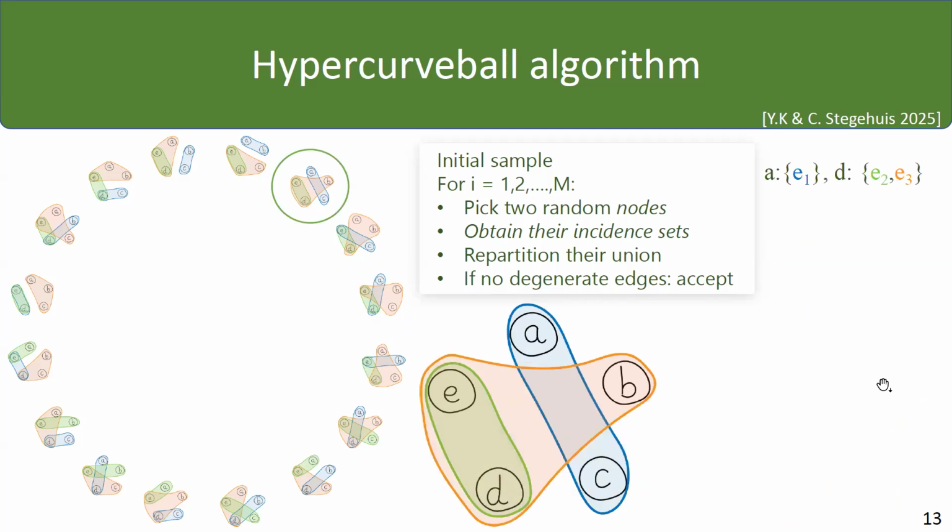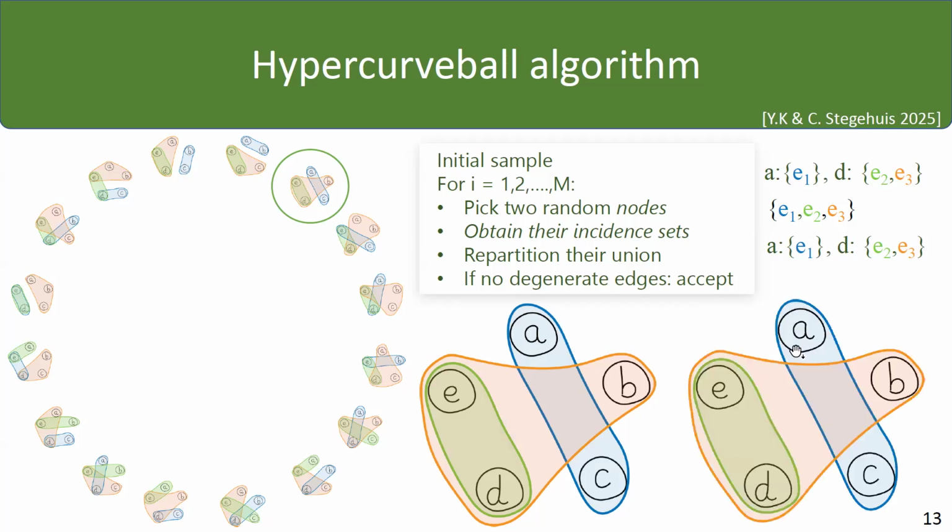And a third example is this. This can always happen. So we repartition them, and since everything is random, they can be repartitioned in the exact same way as they were before. And in this case, then nothing happens as well. This is also this self-transition that you saw before.